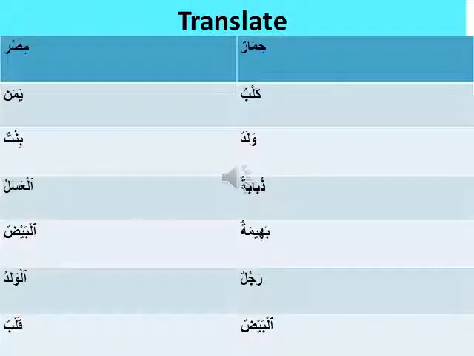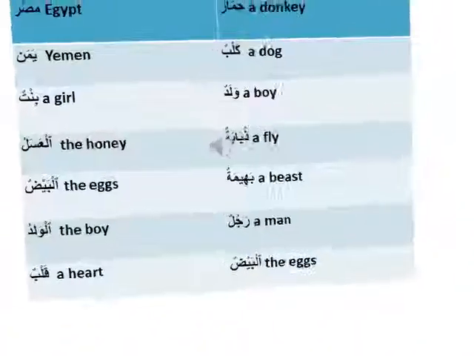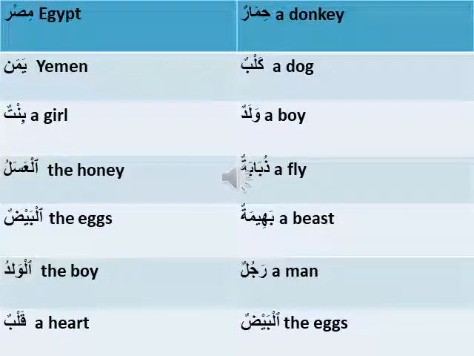Alright, for a fun pop-up quiz, pause the video and see if you can remember what each of these words mean. Alright, so here are the answers. Starting from right to left.